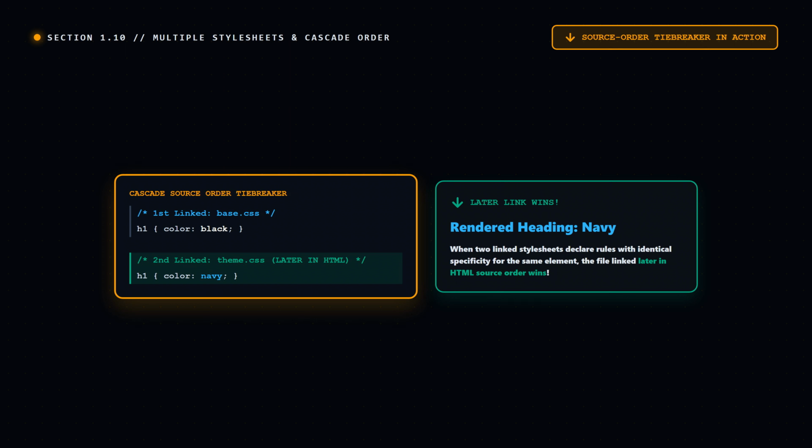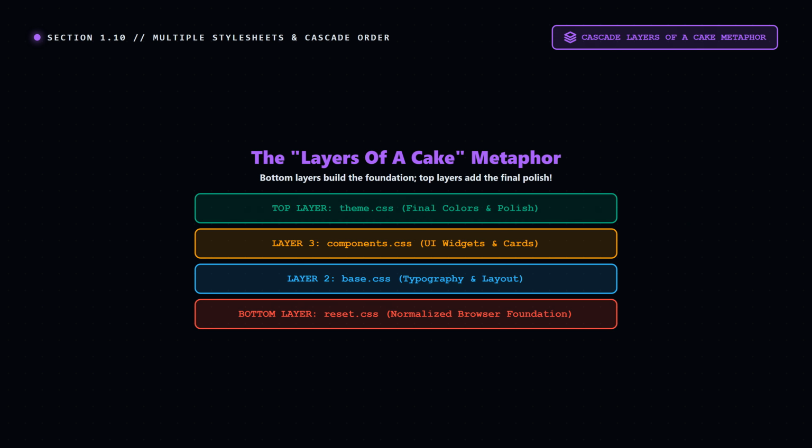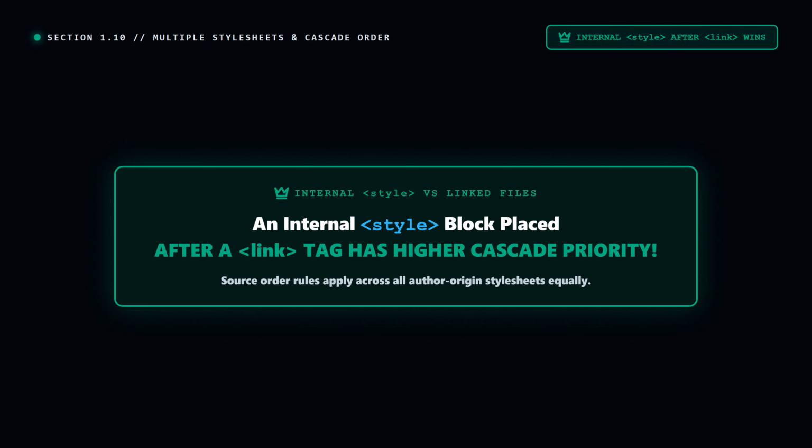This is the Cascade's source order tiebreaker in action. So your theme file must come after your base file to override its defaults. You can think of the sequence of link tags as layers of a cake. The bottom layers provide the foundation, and the top layers add the final polish. This same principle applies to internal style blocks too.